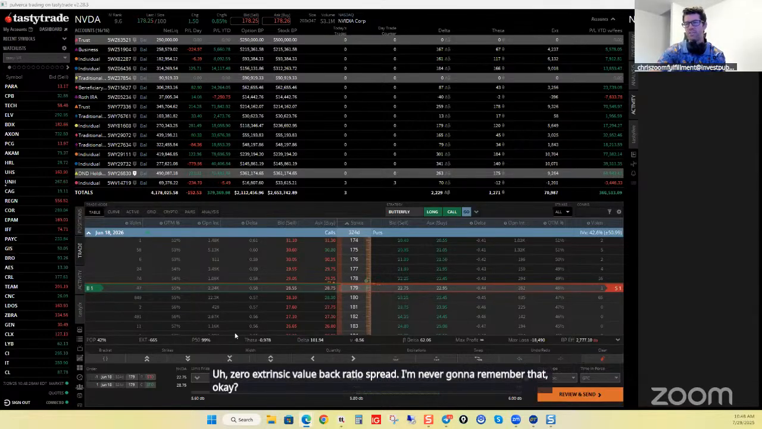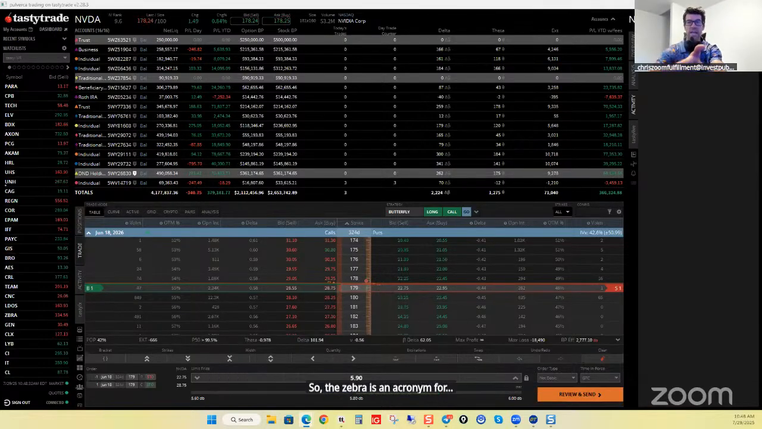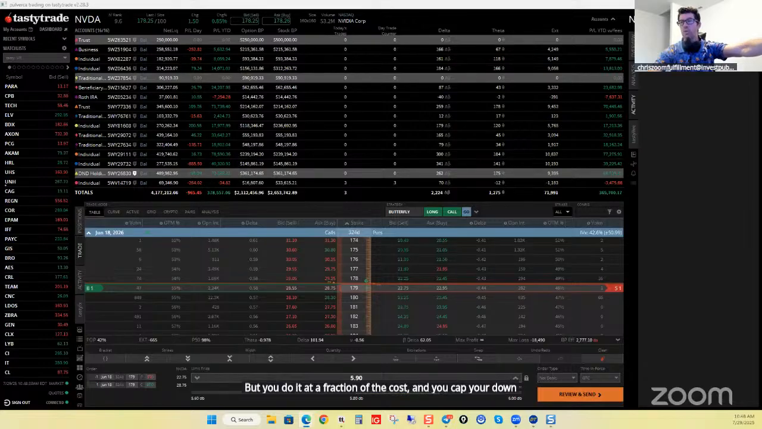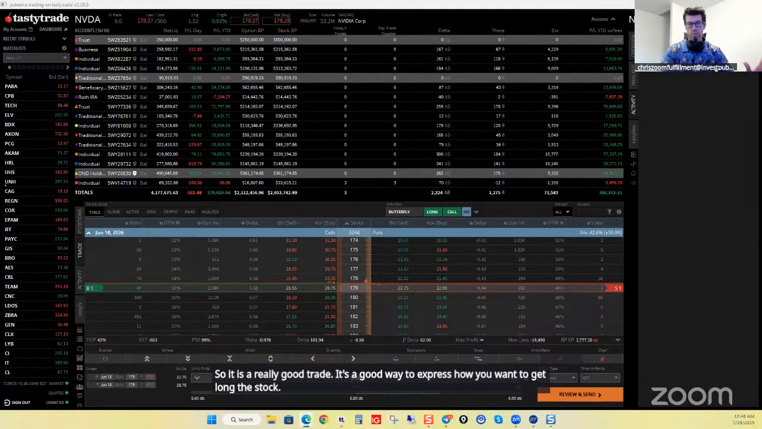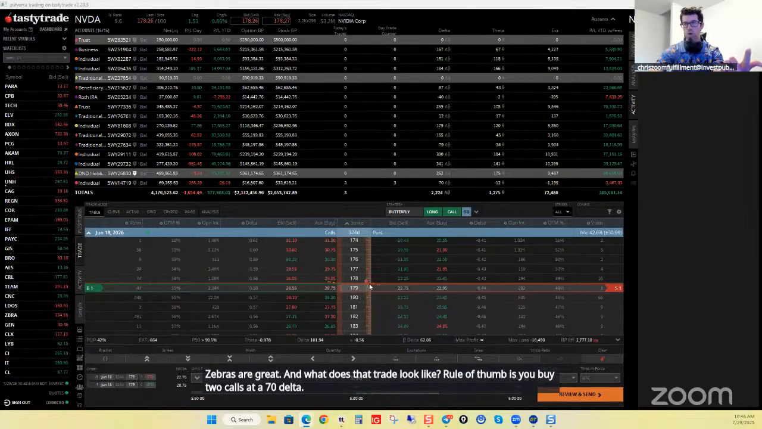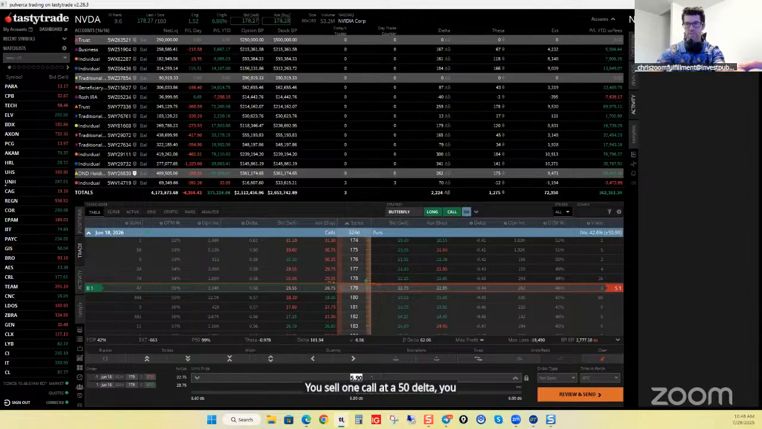Okay. So the zebra is an acronym for you basically have a synthetic position like you're long the stock, but you do it at a fraction of the cost and you cap your downside. So it is a really good trade. It's a good way to express how you want to get long the stock, but also do it with defined risk. Okay. So if you like a stock that much, zebras are great. And what does that trade look like? Rule of thumb is you buy two calls at a 70 delta, you sell one call at a 50 delta, you reduce the size of the overall debit, and if price goes up, you get all the upside gains with capped downside risk. Yep. So way better on the risk profile with a zebra versus the synthetic.